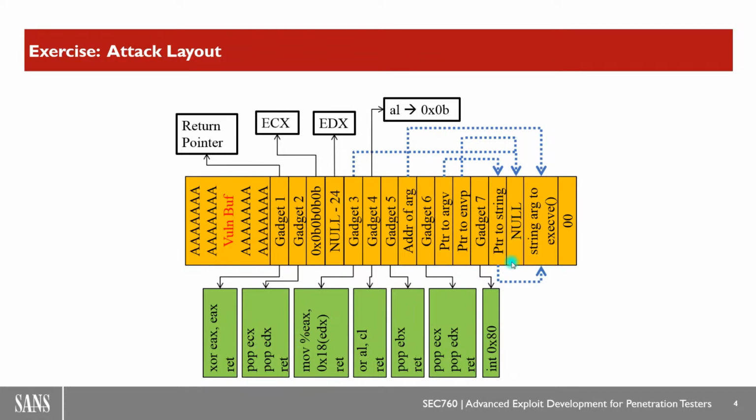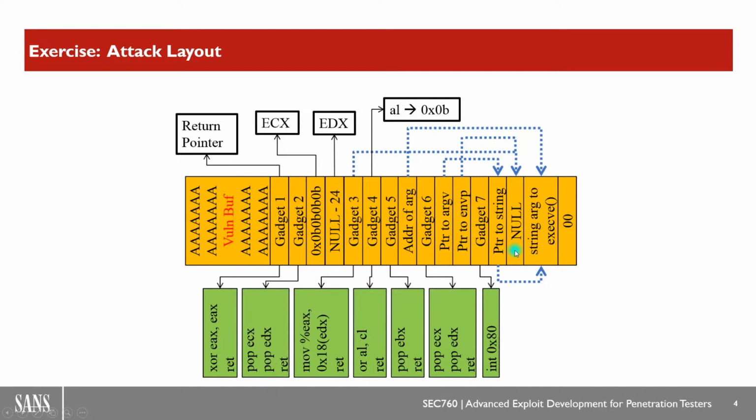We know that there's going to be a null at this offset from the point when we overwrite the return pointer. Remember, this is our buffer. We're controlling the buffer and all the data that's going into it. So we know the offsets accordingly. Where we need this null position to be on the stack, what we need to pop into the EDX register is the address of this null double word minus 24 bytes.